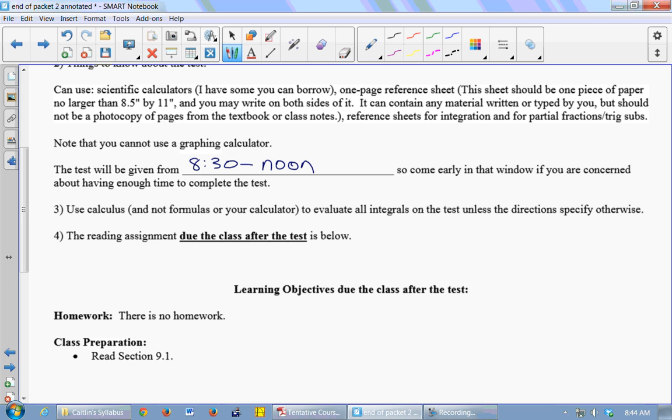You are expected to use calculus and not formulas, obviously not your calculator since you won't have it, to evaluate all integrals, right? So not a table of integrals, not a formula that you memorized from the table of integrals, a calculus technique to evaluate all integrals on the test unless the directions specify otherwise. After the test, you should come prepared on Wednesday, having read 9.1.